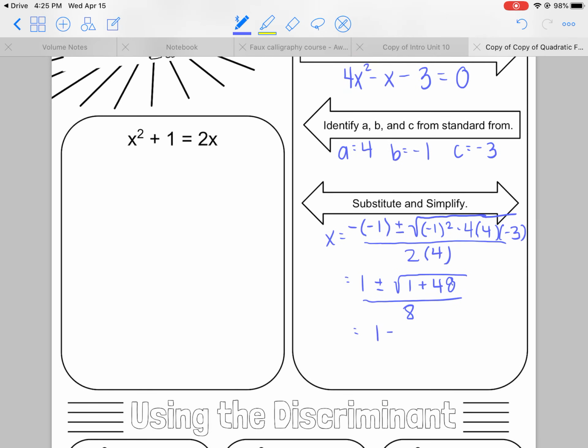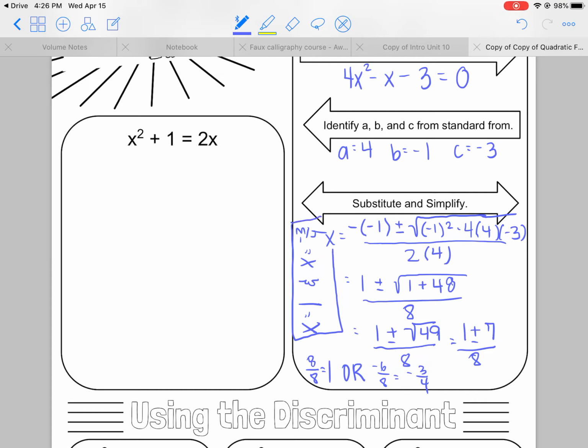So now, I've got 1 plus or minus the square root of 49. That should be ringing a bell in your head. That is a perfect square. So I've got 1 plus or minus, don't forget that plus or minus, 7, all over 8. Now I can split this. I can split this into 1 plus 7, which is 8 over 8, which is 1. Or I can make it 1 minus 7, which gives me negative 6 over 8, which gives me negative 3/4. So my answer is x is equal to 1 and x is equal to negative 3/4. That is my answer for my quadratic equation.